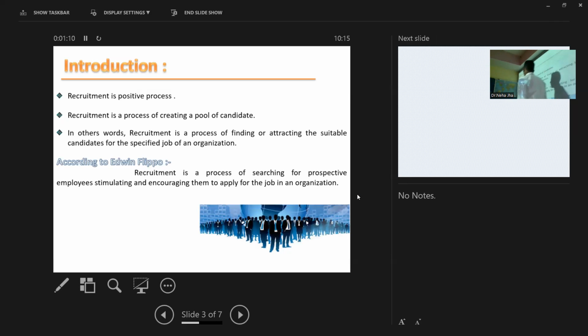According to Edwin Flippo, recruitment is the process of searching for prospective employees, stimulating and encouraging them to apply for a job in an organization.